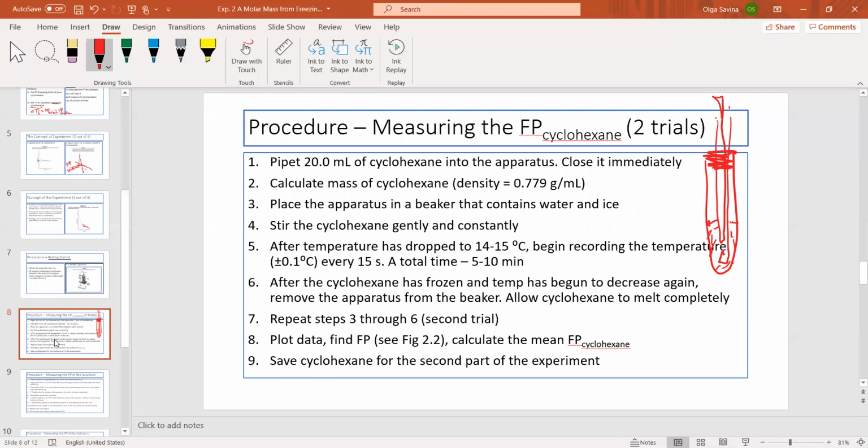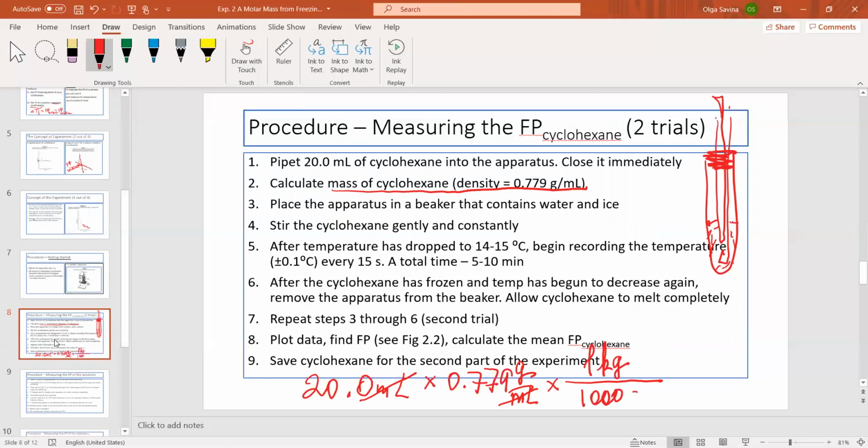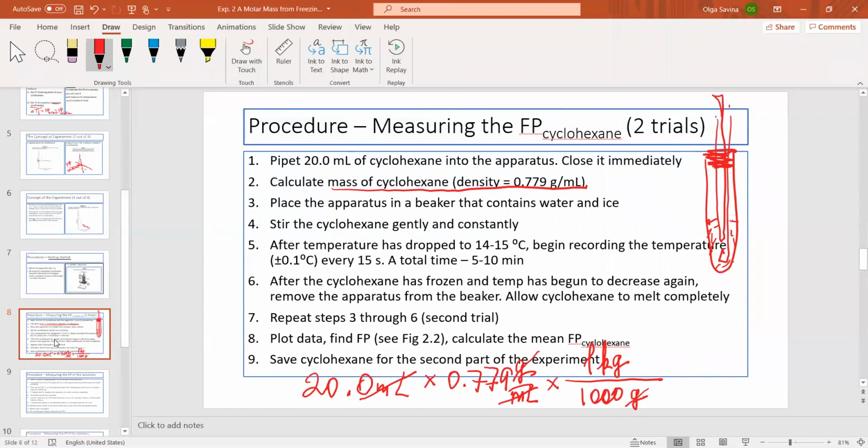Second step, we have to calculate the mass of cyclohexane. Density is given to us, so how can we do that? 20.0 milliliters times 0.779 grams per milliliter, and then we will get our mass in grams. To convert it into kilograms, we use a conversion factor where 1 kilogram is equal to 1000 grams. We cancel grams and find our answer in kilograms. This is how we will do these calculations.